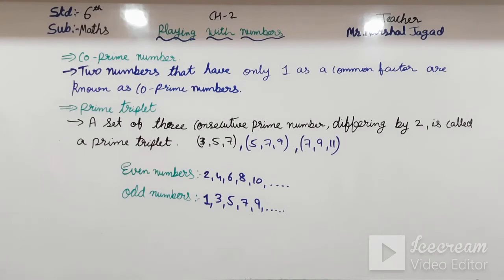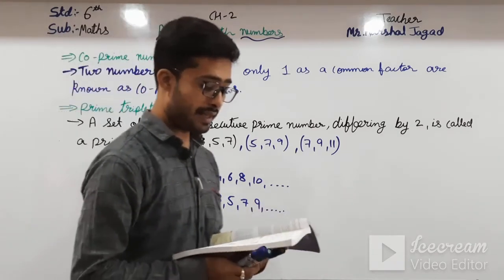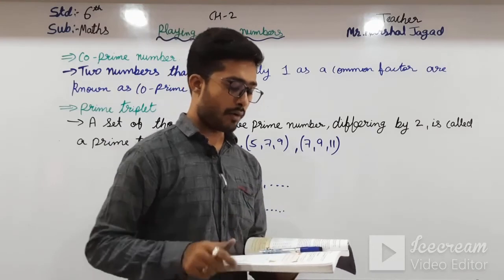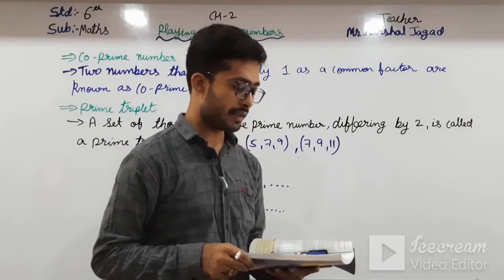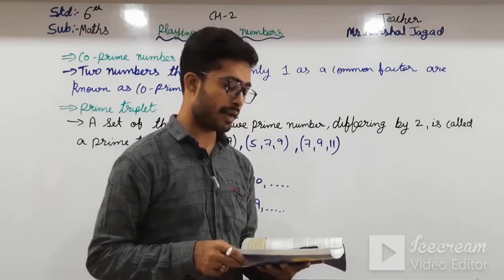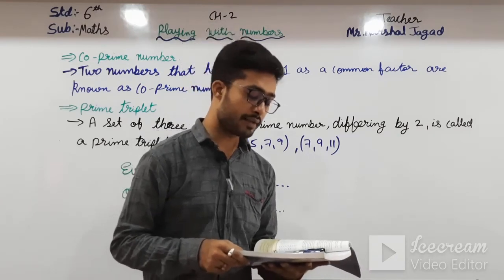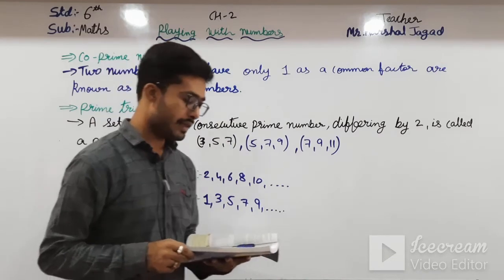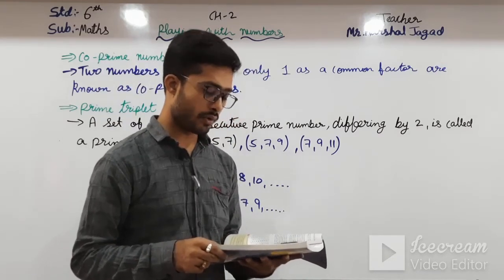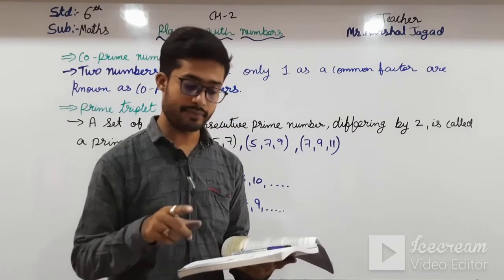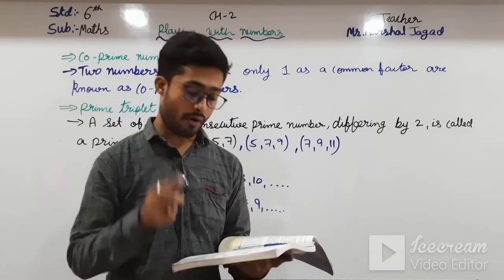See here, I am just reading the description given in your textbook, that is, the multiples of 2 are called even numbers, or we say that the numbers which are exactly divisible by 2 are called even numbers. For example, 2, 4, 6, 8, 10, 12 and so on. The numbers that are not divisible by 2 are known as odd numbers.